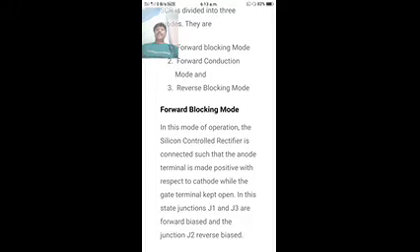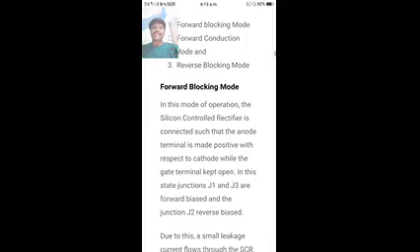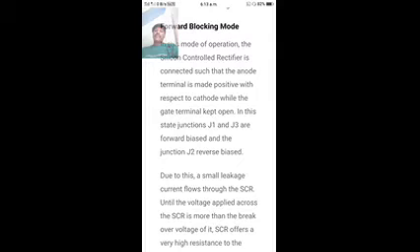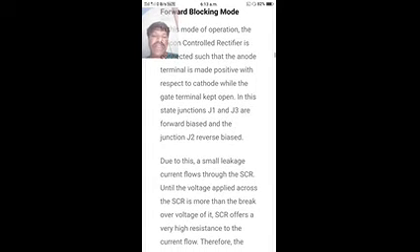In this state, the junctions J1 and J3 are forward biased and the junction J2 is reverse biased. So the junctions J1 and J3 on either side of the SCR are forward biased, but the middle junction, J2, is reverse biased. Due to this reverse biased junction in the middle, it is not allowing the current to move from anode to cathode.